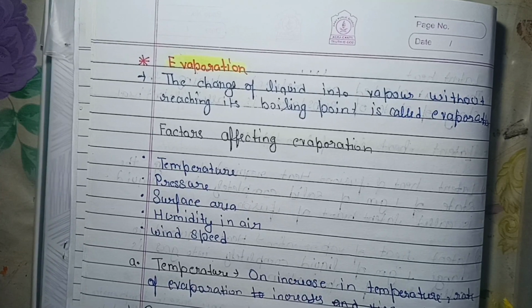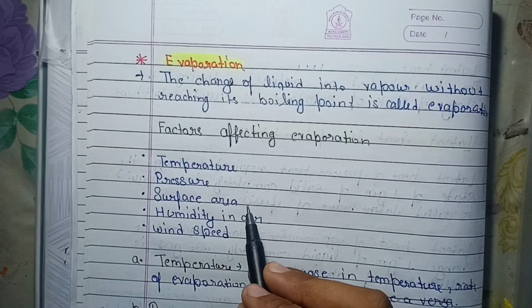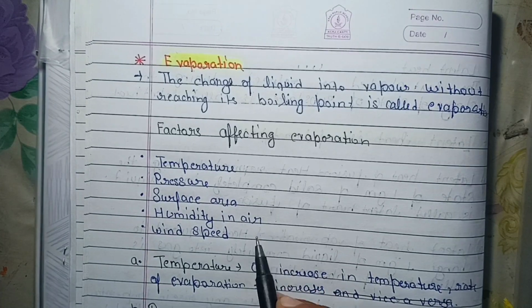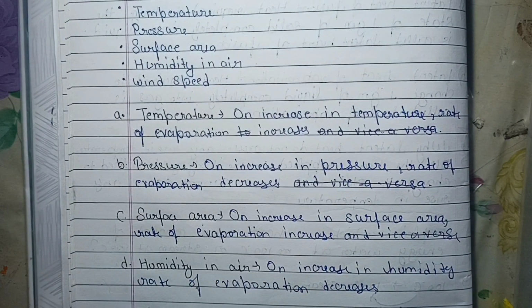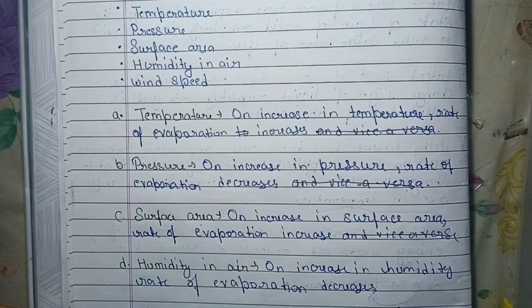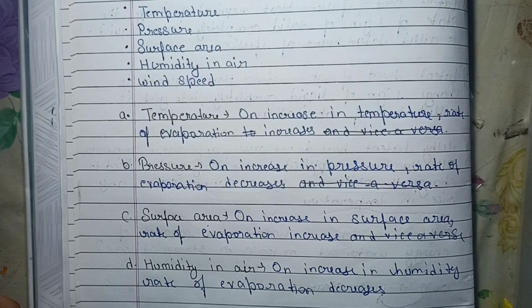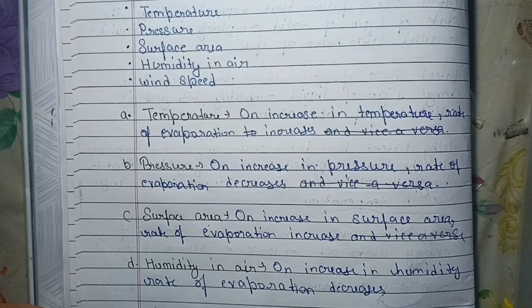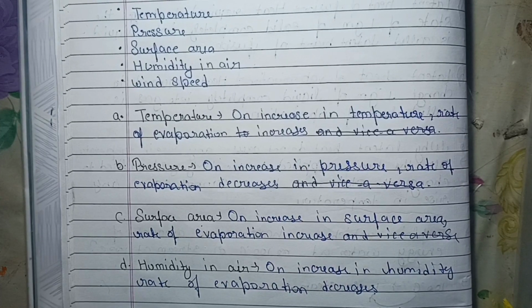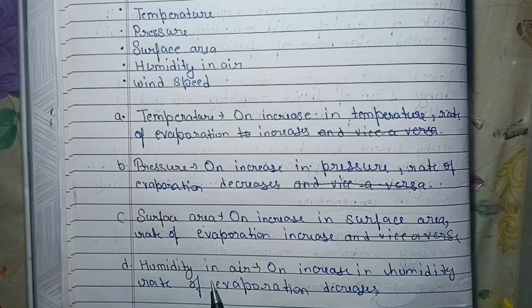The factors which affect evaporation are temperature, pressure, surface area, humidity in air and wind speed. Now let's understand them. First is temperature: on increase in temperature, the rate of evaporation increases. In pressure, on increase in pressure, the rate of evaporation decreases. Surface area: on increase in surface area, the rate of evaporation increases.